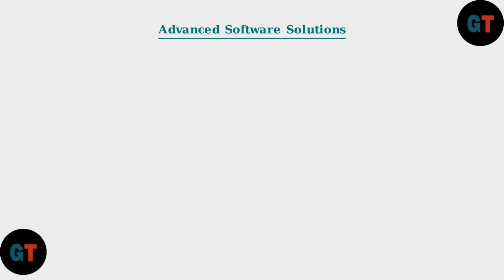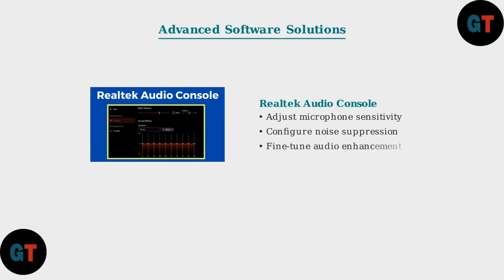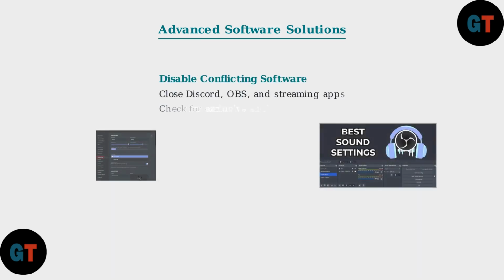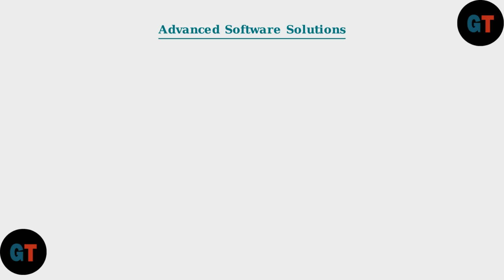When basic troubleshooting steps fail to resolve microphone issues, advanced software solutions become necessary. These methods target deeper system configurations and potential software conflicts. The Realtek Audio Console provides comprehensive control over microphone settings. This software allows precise adjustment of microphone sensitivity, noise suppression, and audio enhancement features that are not available through standard Windows settings.